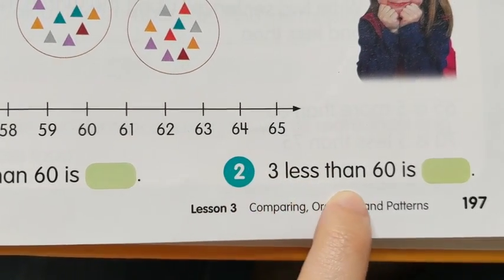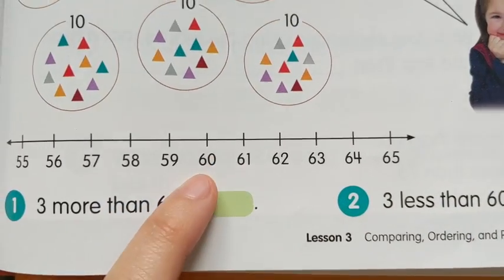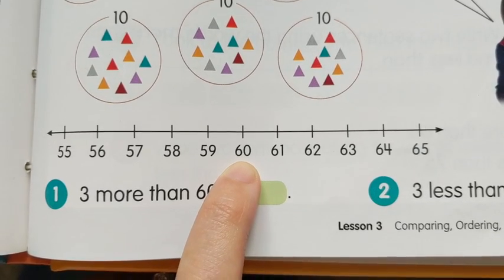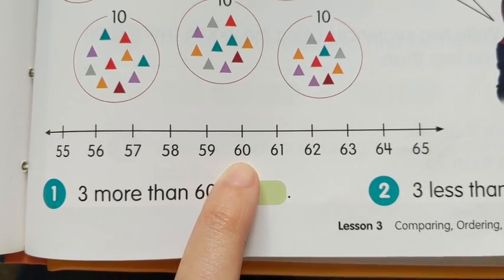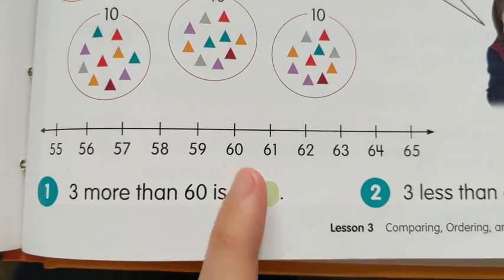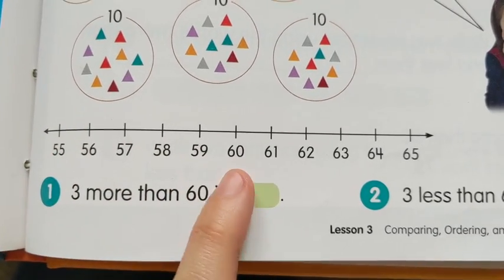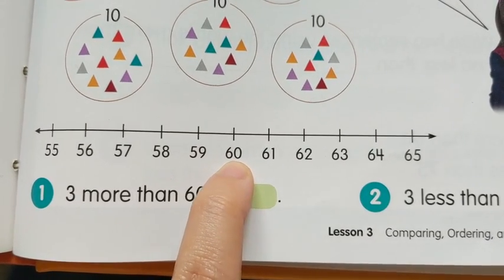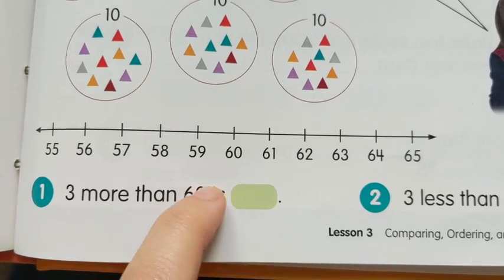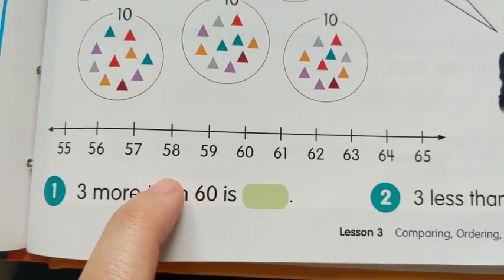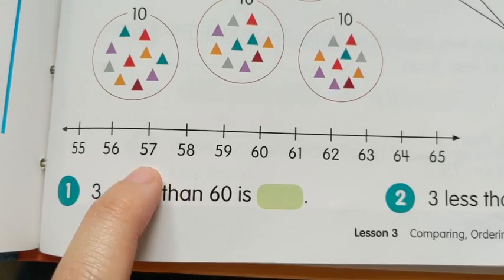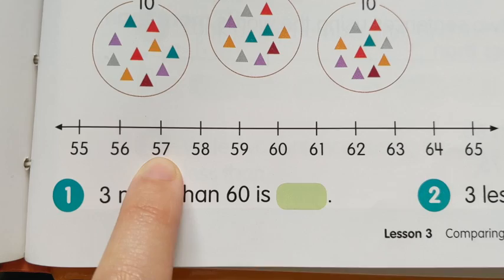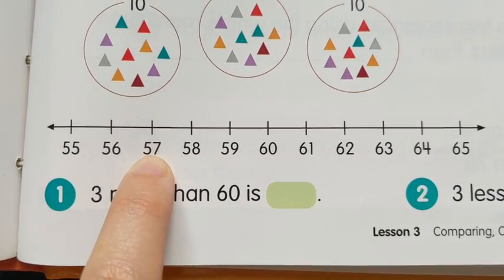Let's try a different one. What about 3 less than 60? We want to find out what number is 3 less than 60. Well, if we're looking for what's less than 60, we're going to have to go in the lesser direction where it gets smaller. This way goes smaller. So let's find out. What's 3 less than 60? Start at 60. Here's 1 less, 2 less, and 3 less. 57 would be 3 less than 60.